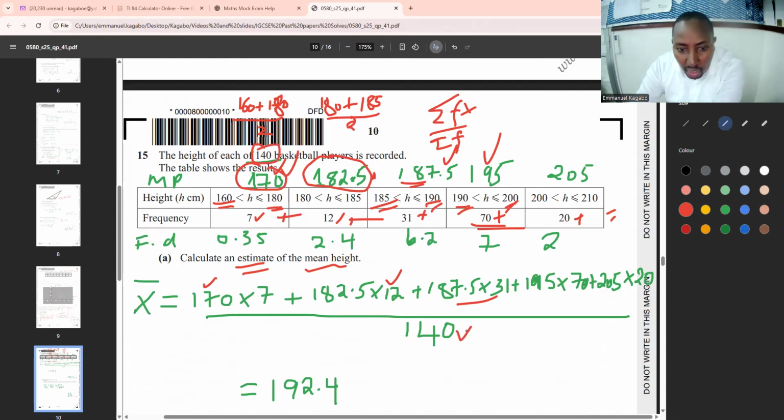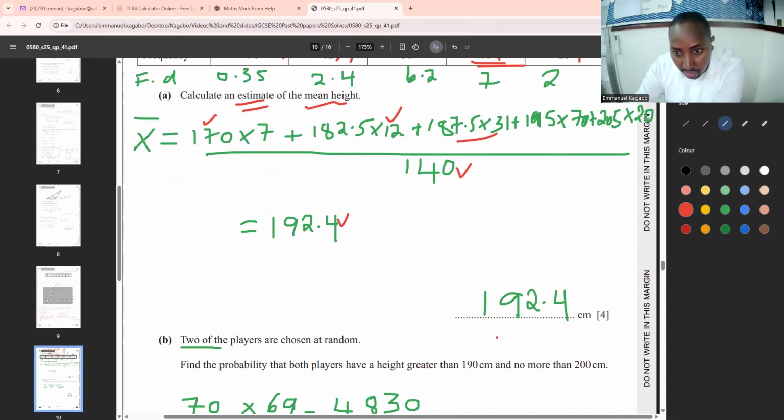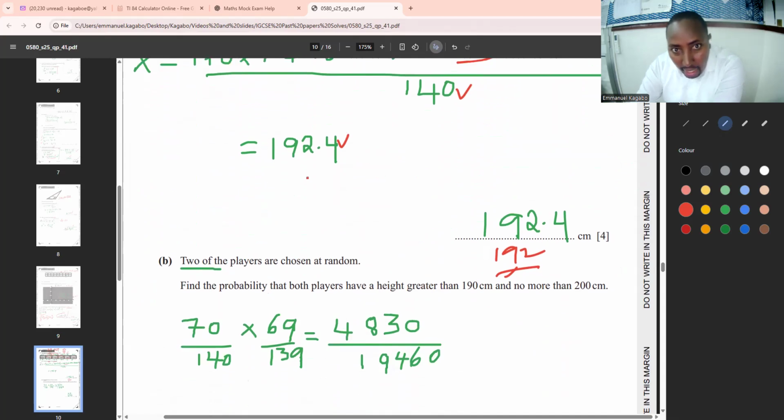So that's why I got 140, and when you work it out, it will give you that. And if you give it to three significant figures, I'm going to have 192. Is that okay, guys? Very good. I hope you have understood.